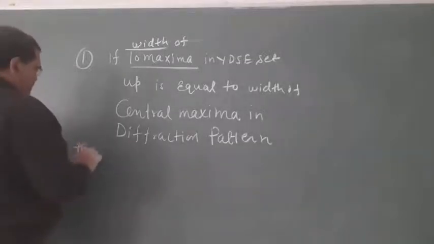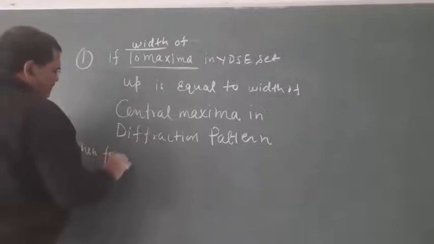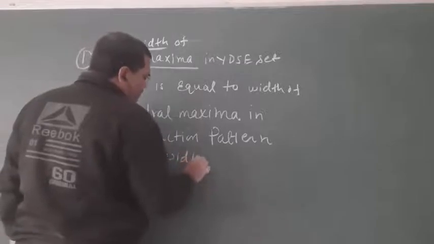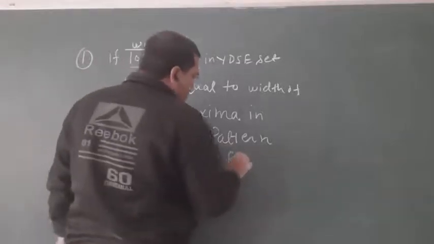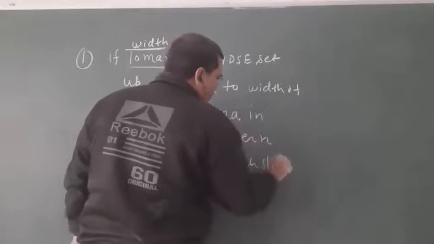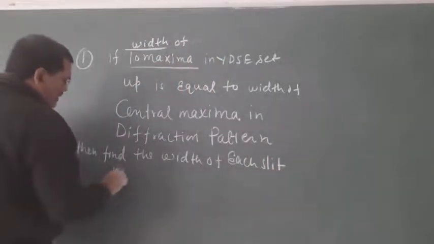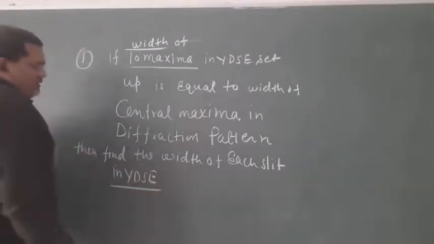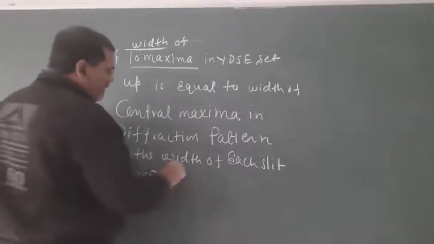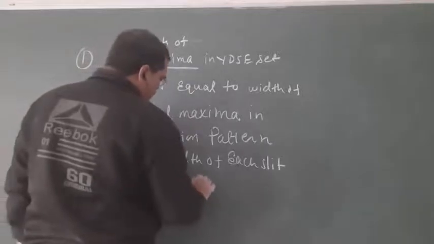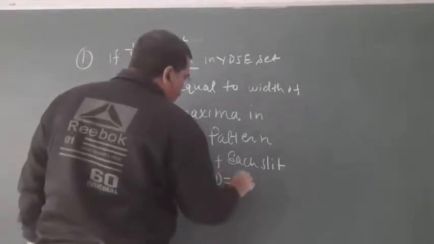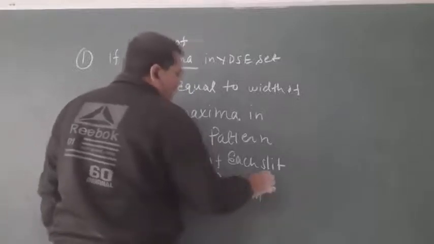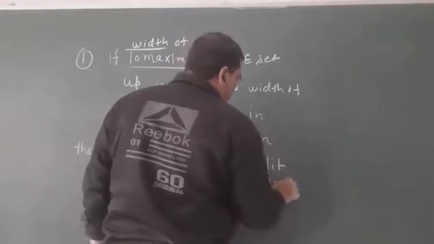Then find the width of the slit in YDSE. It is given that capital D equals 1 meter, small d equals 1 millimeter, and the wavelength of the light is 500 nanometer.